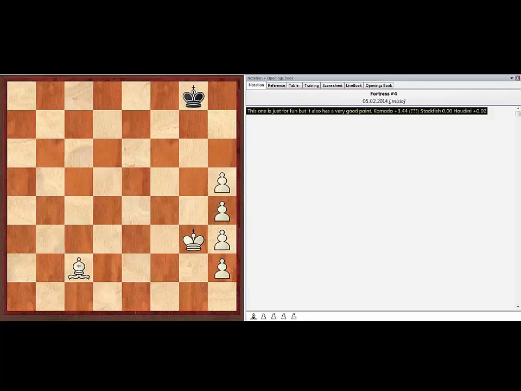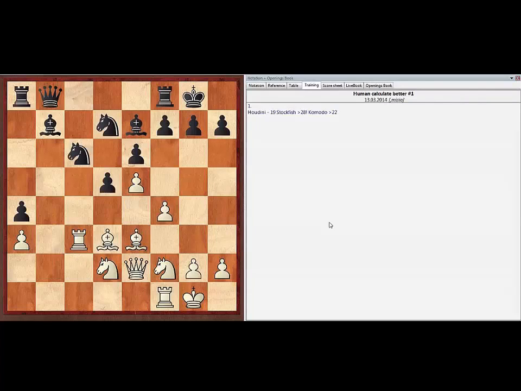And the last example that I want to share with you is that there are still positions in which even human beings, by far not the strongest in the world, can still calculate better than the engines. So it is white to move in this position. And this is from my game.